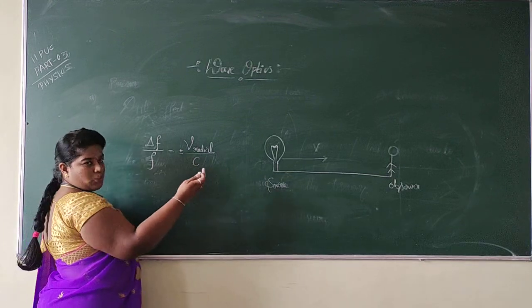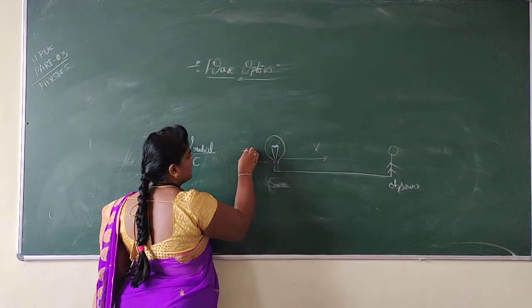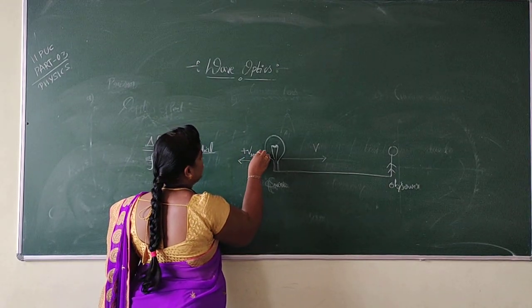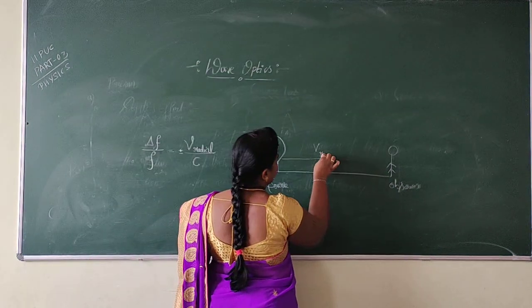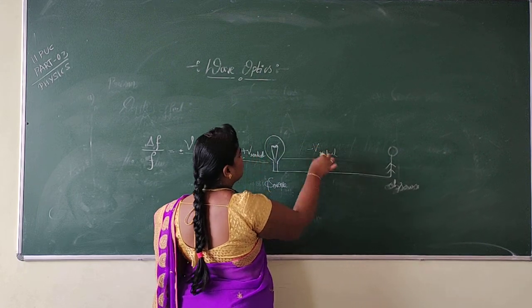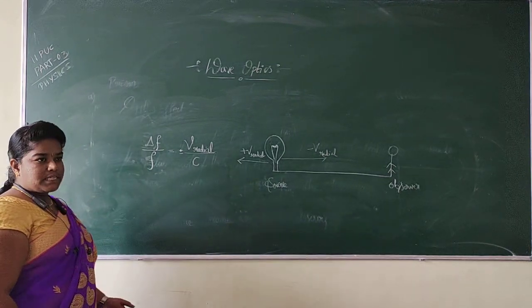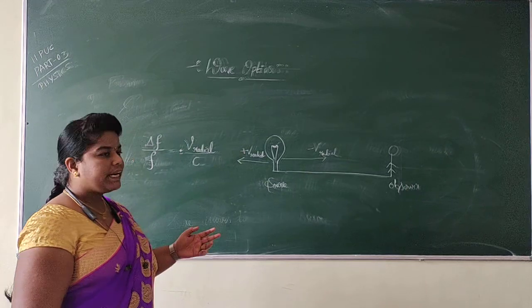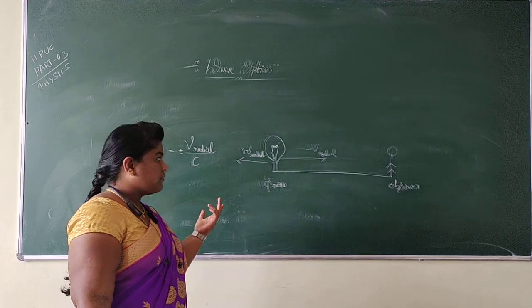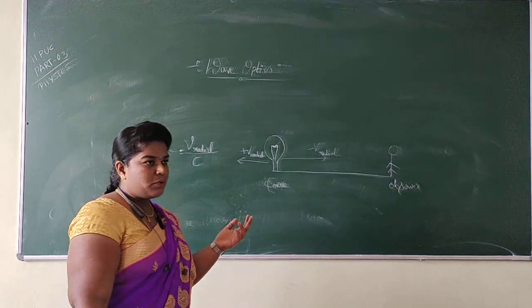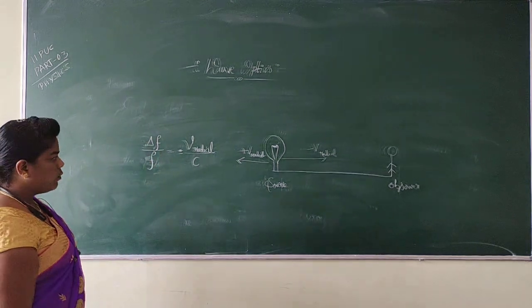Suppose the light source moves away from the observer, then v radial becomes positive. Suppose the source moves towards the observer, v radial becomes negative, right? So note down the first point: v radial becomes positive when the light source moves away from the observer. In the next one, v radial becomes negative when the source moves towards the observer. Full stop.